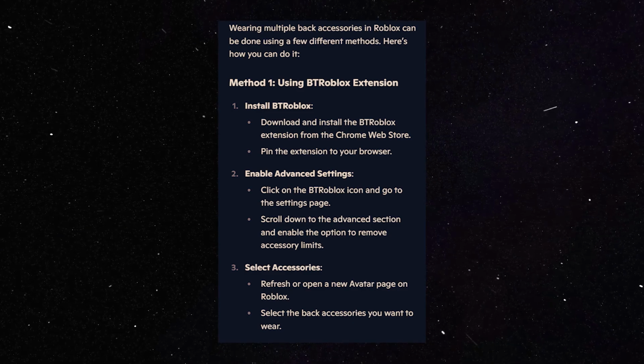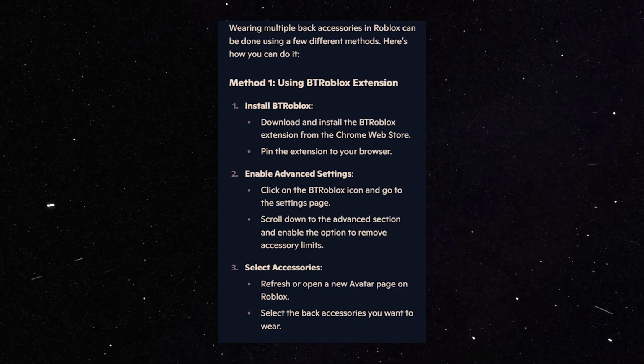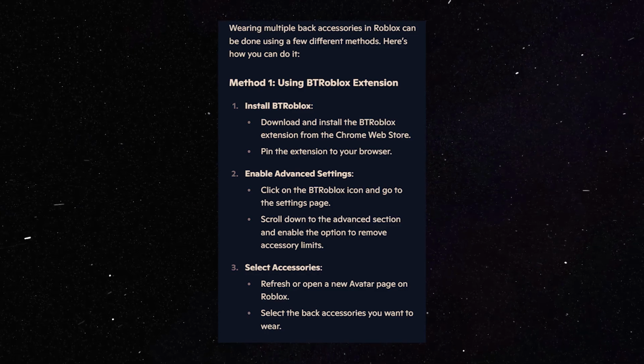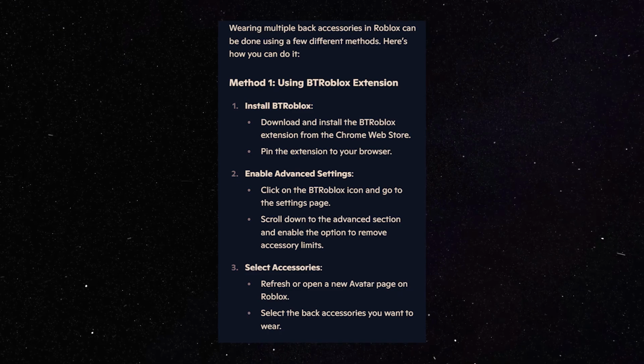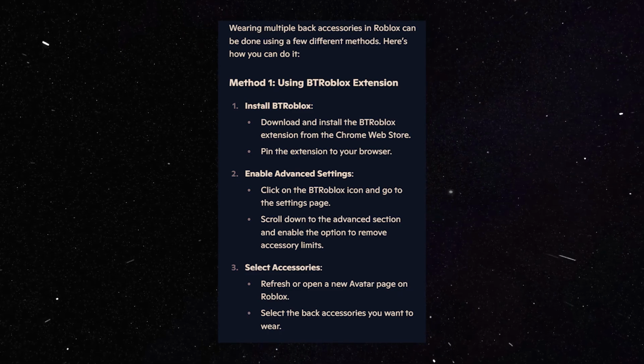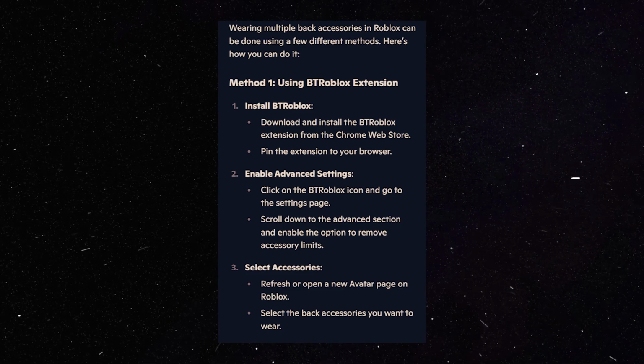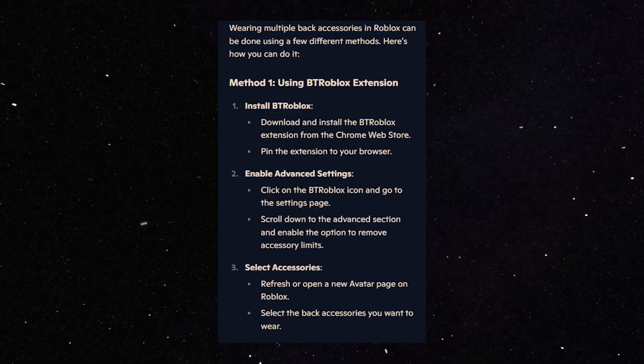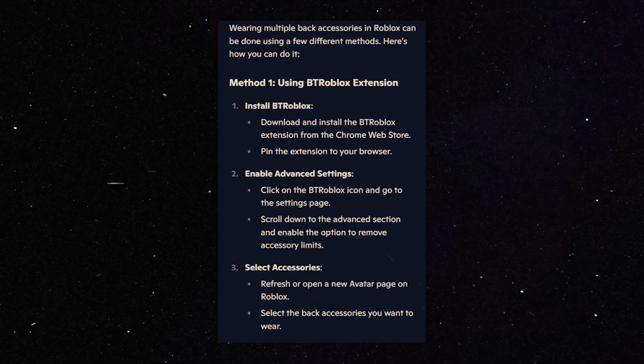Enable Advanced Settings. Click on the BT Roblox icon and go to the Settings page. Scroll down to the Advanced section and enable the option to remove accessory limits. Select accessories. Refresh or open a new avatar page on Roblox. Select the back accessories you want to wear.